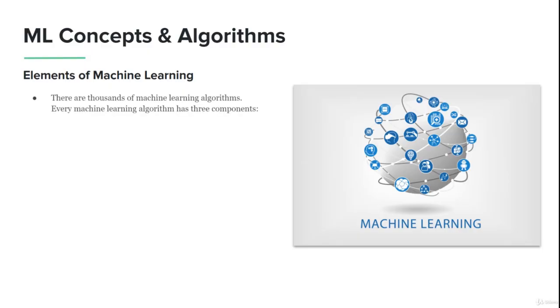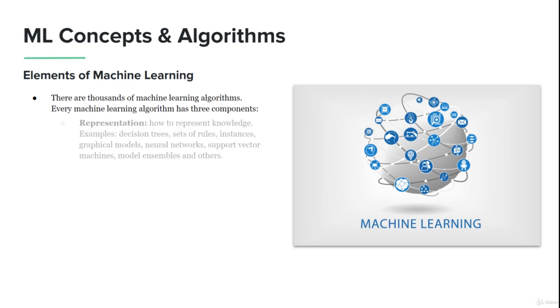So the elements of machine learning, let's look at those. There are thousands of machine learning algorithms, and every machine learning algorithm has three components, okay? It's very important for you to understand that with the thousands of different machine learning algorithms, they all have these three components, right?